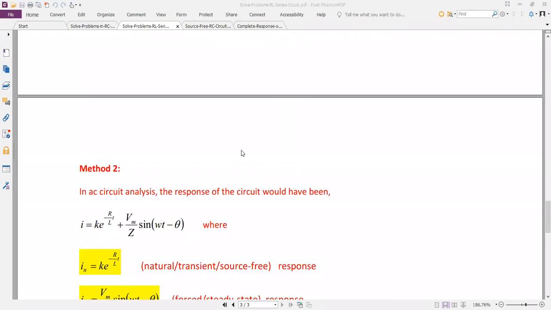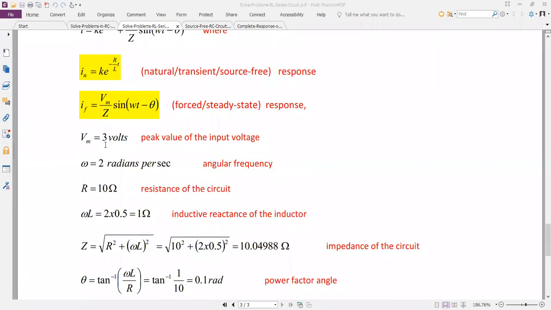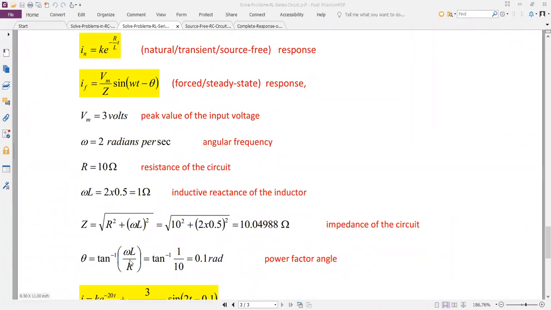I was mentioning that a while ago. So you have 3, you have 2, you have 10, and this one is given, so you just substitute it with this one. Again, you have the formula for the impedance and the power factor angle. You have to take note, plus, that the impedance and the power factor angle formulas for the RL and the RC circuits are not the same. Okay, they're not the same. So these are the formulas for the two.